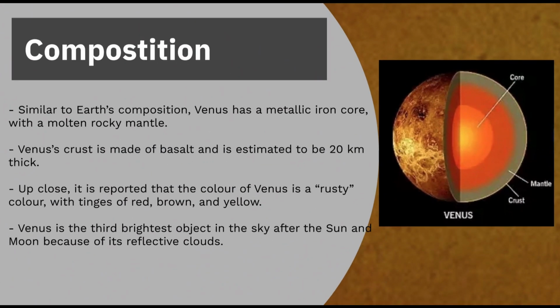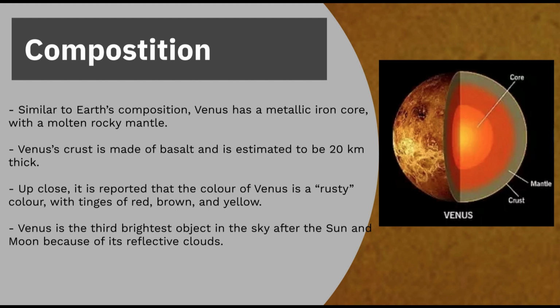Venus's composition. The planet is made of an iron core that is roughly 6,000 kilometers wide, followed by a molten rocky mantle that is roughly 3,000 kilometers thick. Venus's crust is mostly basalt and is estimated to be 10 to 20 kilometers thick. Similar to the composition of Earth, although its atmosphere is made up mainly of carbon dioxide and nitrogen, with traces of other substances.